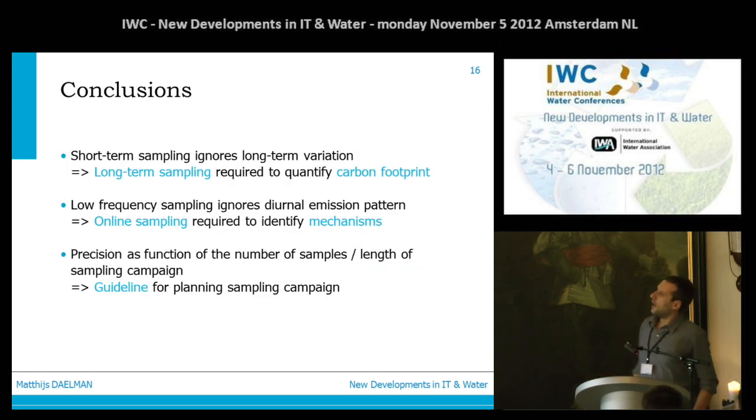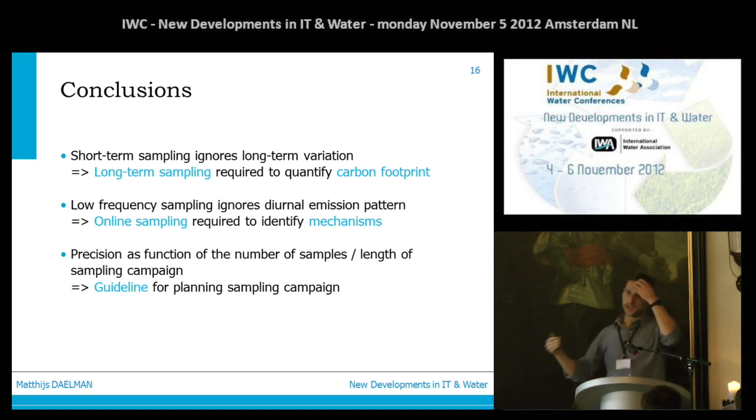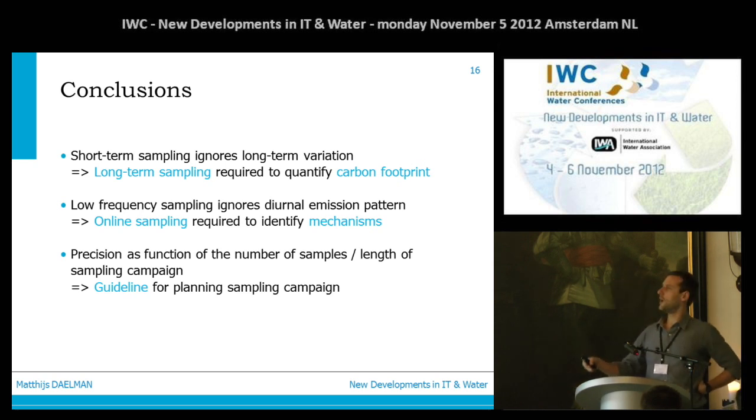So short-term sampling in fact ignores the long-term variation. So long-term sampling is required if you want to quantify the carbon footprint of your plant, if you want to know over an entire year how much nitrous oxide is coming out of this plant. However, if you want to know more about mechanisms underlying these emissions, then you need online sampling to acquire these online patterns of the emission, and you can compare this with other data.